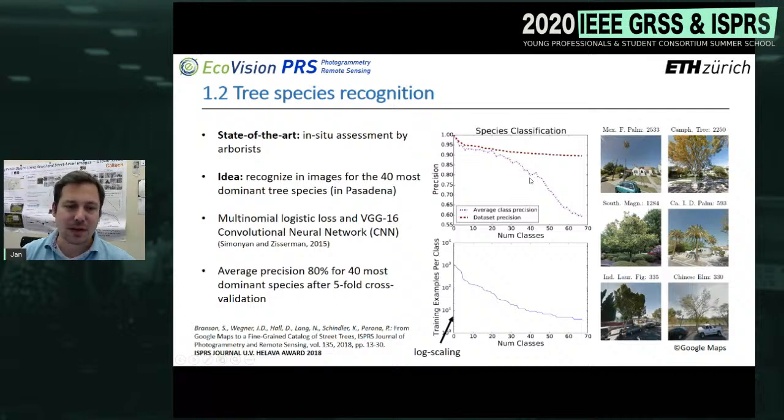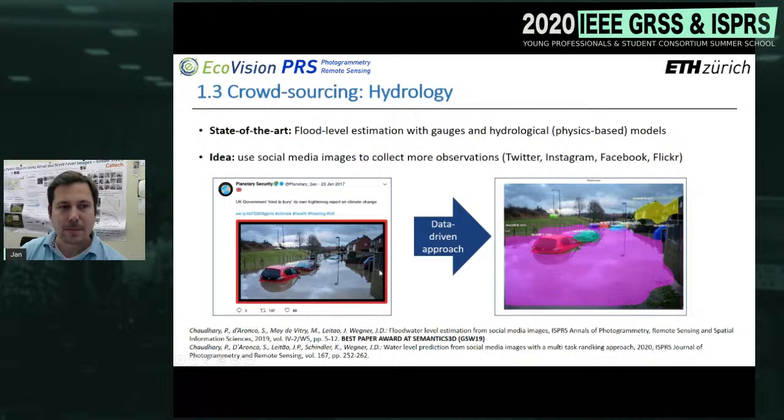But if you go further down, you have fewer than 100 images. It's basically impossible to train a reasonable deep neural net. Even 100 images is basically not sufficient. But still, the cool thing is this is only based on RGB images. So there's no near-infrared, nothing. It's just standard Google Street View images and crops of those, and still you get a very decent accuracy.